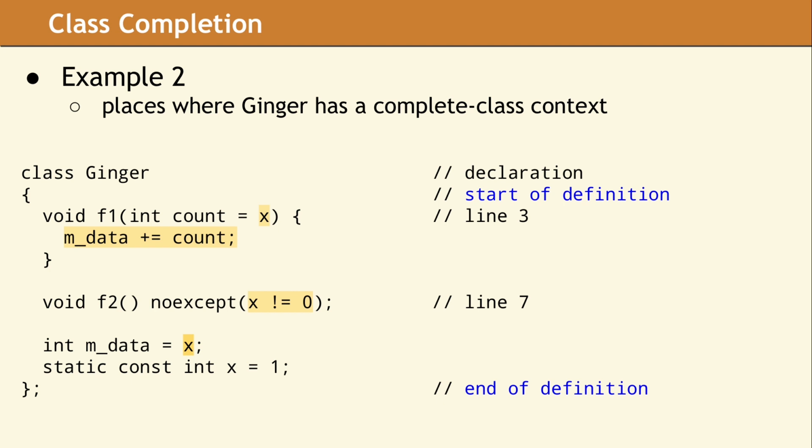The variable x appears after the equal sign, so now we have met condition 2. Since we are in a complete class context, the initialization of mData can view the entire class definition. This is why we can use the value of x to initialize mData.